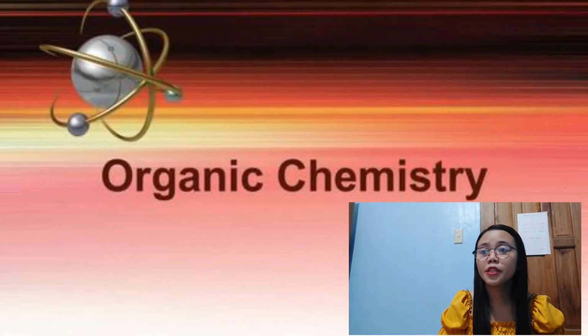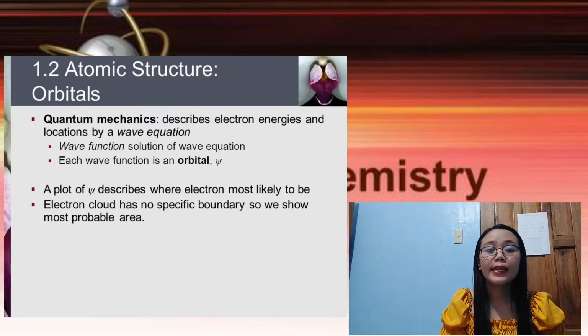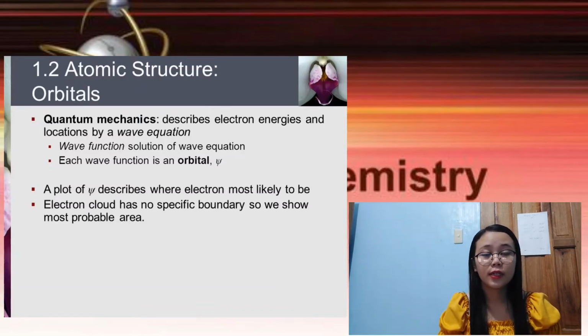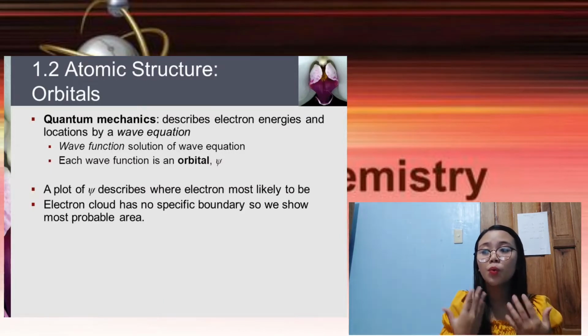And now let's proceed to atomic structure: orbitals. Quantum mechanics describes electron energies and locations by a wave equation. Okay, the wave function is the solution of the wave equation; each wave function is an orbital. A plot of an orbital describes where electrons are most likely to be. The electron cloud has no specific boundary, so we show the most probable area.